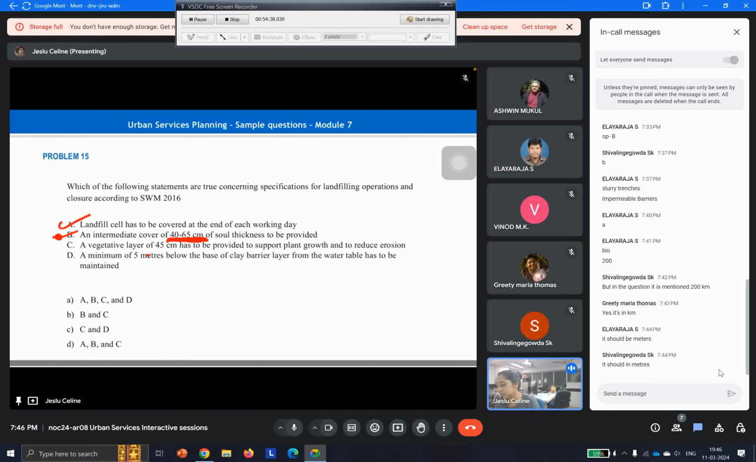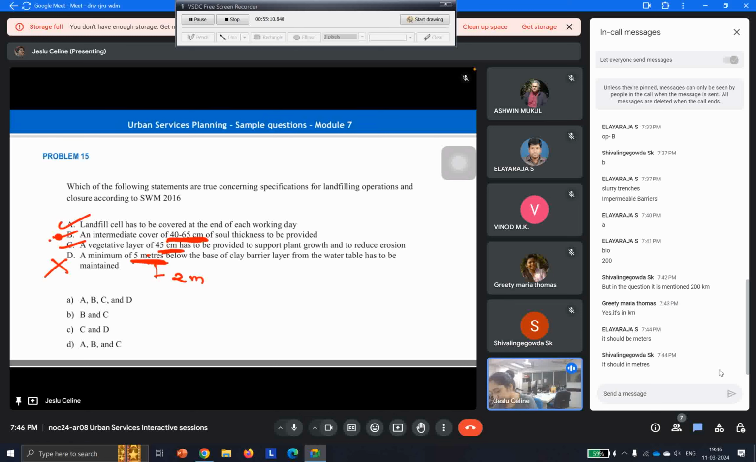We have already discussed the vegetative layer, so that is a correct statement. Then we have a minimum of 5 meters below the base of the clay barrier layer from the water table has to be maintained. Is that a correct statement? Is it minimum of 5 meters? Okay, that is a wrong statement over here. It's actually a minimum of 2 meters. You just need to provide a minimum of 2 meters; it's not necessary to provide 5 meters.